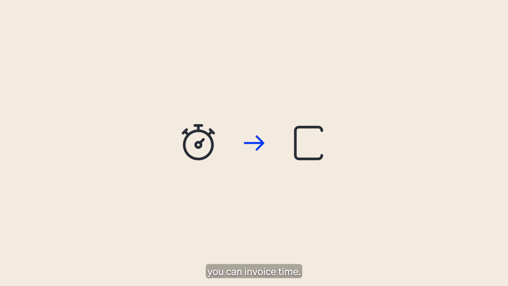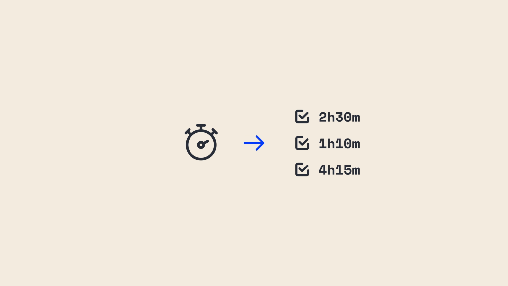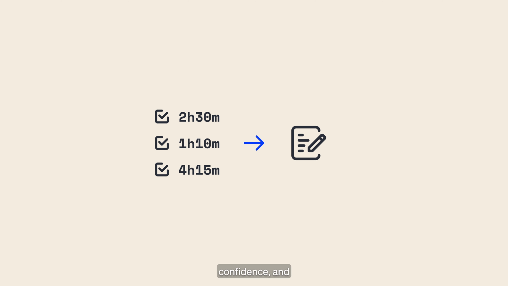A common misconception is that tracking time solely exists so you can invoice time. While this is an obvious and valid use case, in our opinion, the much bigger reason to track your time is to understand how long certain tasks take you. If you better understand the workload incurred by something, you can write much better proposals, gain confidence, and ultimately earn more or work less.